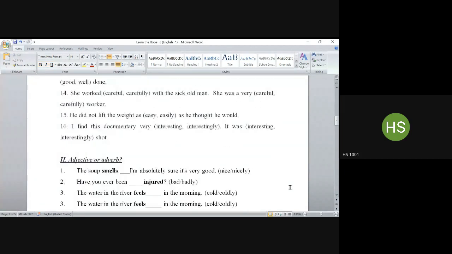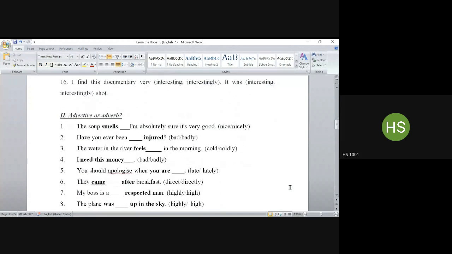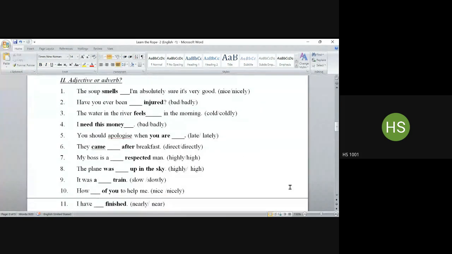All right. I will continue doing the same thing. The second one is also related to this. The first one: the soup smells nice, nicely? I'm absolutely sure it's very good. Nice. The soup smells nice. Again, what is this usage? Nice is used as what? Adjective, right? So predicative use. The soup smells nice, right? Okay, so adjective.